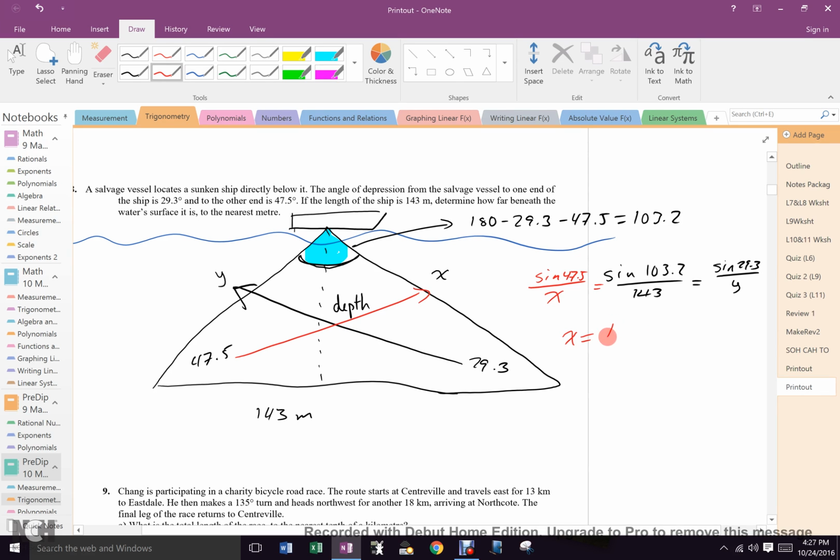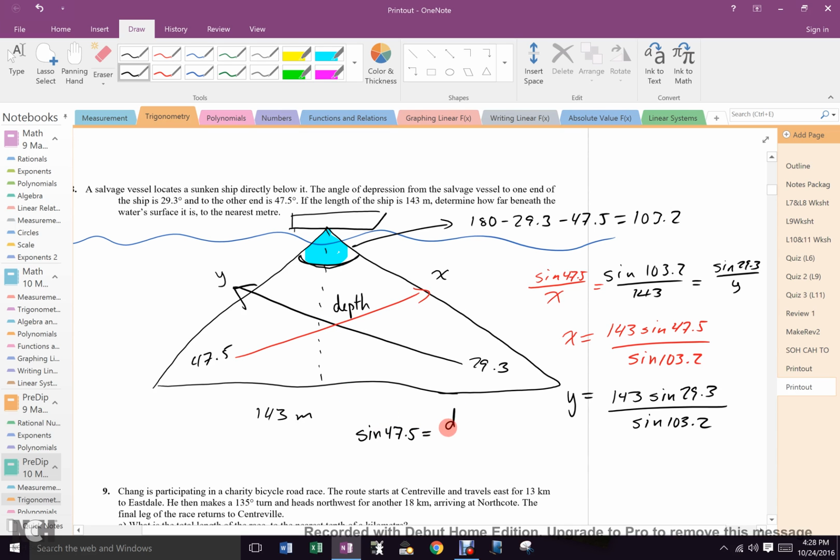x equals 143 sine 47.5 over sine 103.2, and y equals 143 sine 29.3 over sine 103.2. That'll give me those two. Now, once I have either x or y, then I just do regular SOHCAHTOA to find this depth. Remember, depth equals, first I'll do this, sine of 47.5 equals depth d over y. Well, there's my y right there, right?